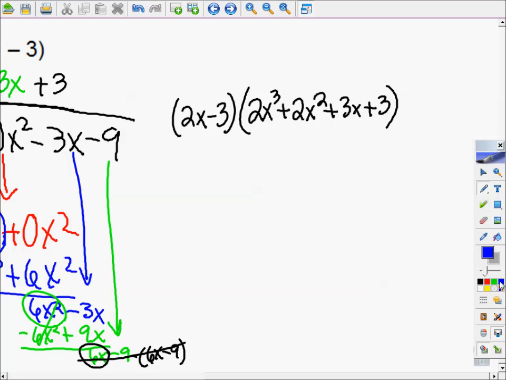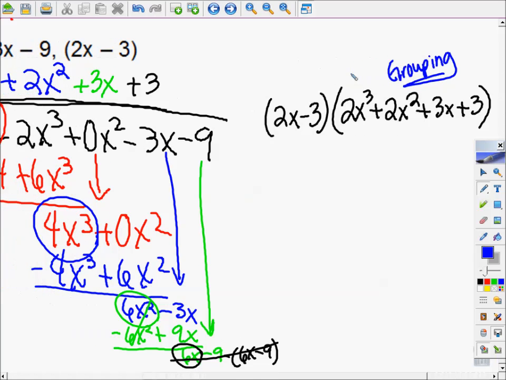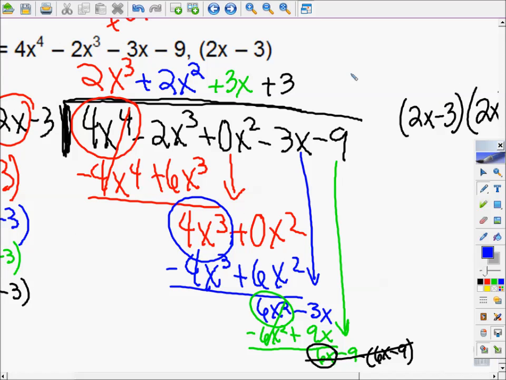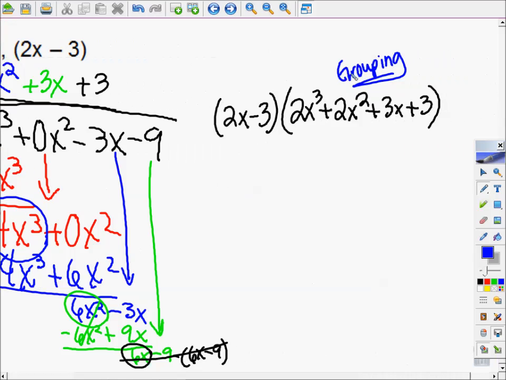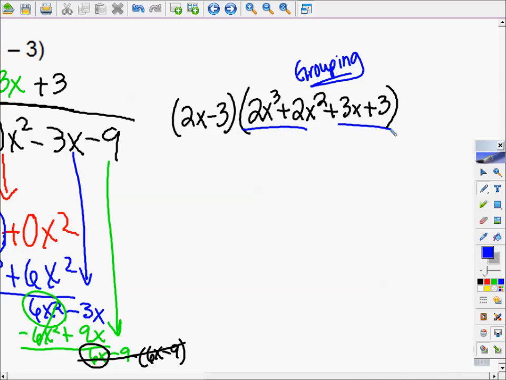How can I factor 4 terms? 4 terms can be factored by grouping. Group the first two and the last two. No, we have 2x cubed plus 2x squared. Alright. So by grouping, I group the first two and the last two. So looking at the first two, what's their GCF? 2x squared. And when I factor out 2x squared, I'm left with x plus 1.